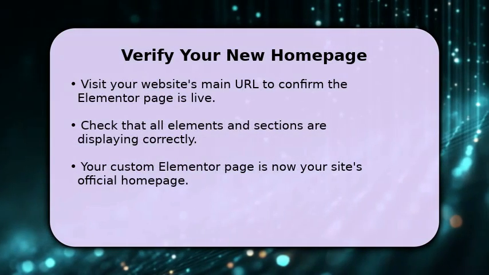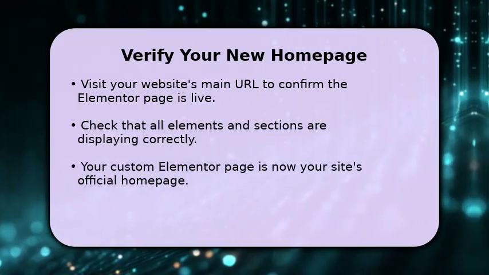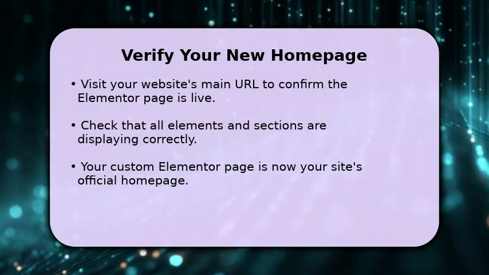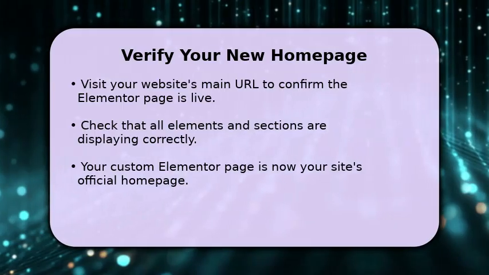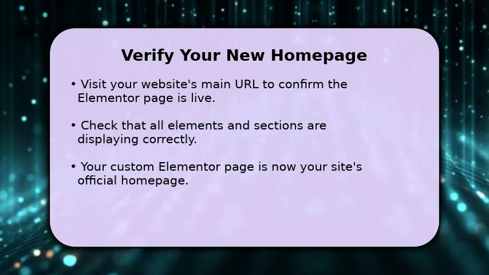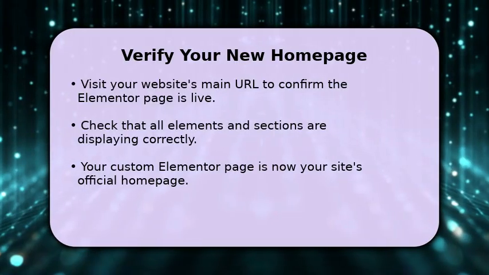Finally, it's time to verify your work. Open a new browser tab and visit your website's main URL. You should now see your beautifully designed Elementor page as the official homepage. Take a moment to ensure everything looks perfect and functions as intended. Congratulations, you've successfully set your custom Elementor page as your WordPress homepage.